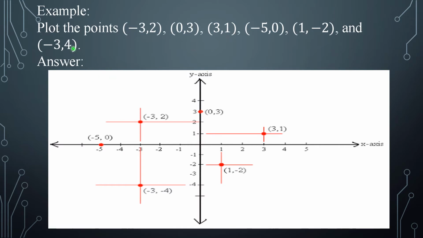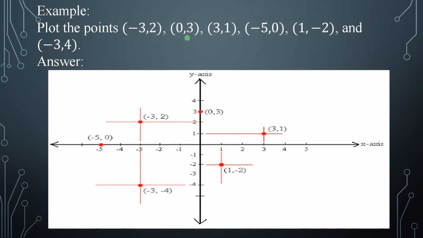Now let's have an example. Plot the point (-3, 2). So let's start with (-3, 2). At the origin, because it's negative 3, we will move 3 units to the left. 1, 2, 3. And then, because 2 is positive, we will move 2 units up. So this is the point (-3, 2). You can actually do it another way like this. Negative 3, that's the x-coordinate. 2 is the y-coordinate. And as you can see, that's the intersection. So this is point (-3, 2).